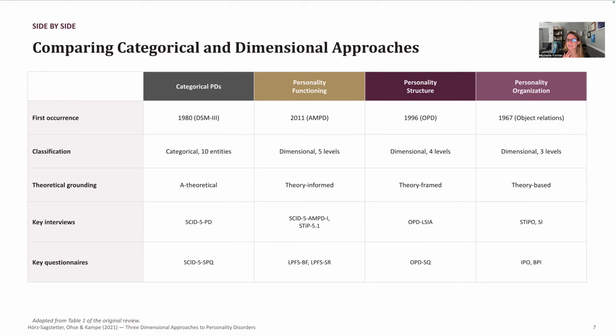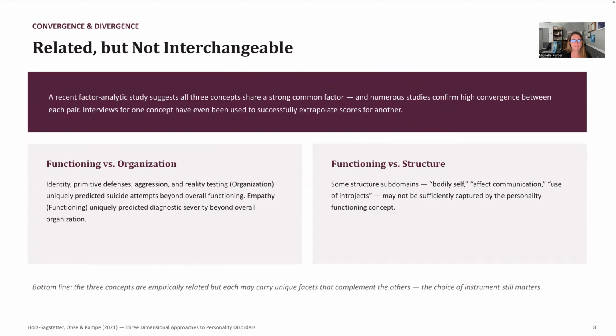Our personality organization comes from object relations, from good old Kernberg in 1967. It's dimensional, 3 levels, theory-based: STIPO, IPO, SI, and the IPO BPI.